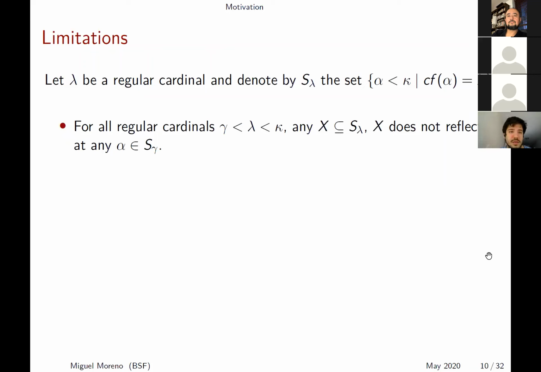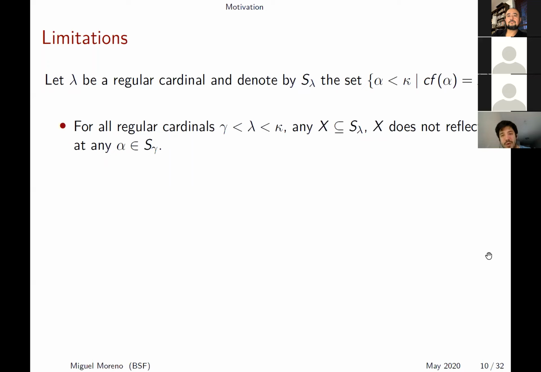So let's just go through some limitations. Let lambda be a regular cardinal and denote by S_lambda the set of alphas smaller than kappa such that the cofinality of alpha is lambda. So one limitation is that for all regular cardinals gamma smaller than lambda smaller than kappa, if X is a subset of S_lambda, then X does not reflect at any alpha in S_gamma. Like you cannot reflect to a smaller cofinality.